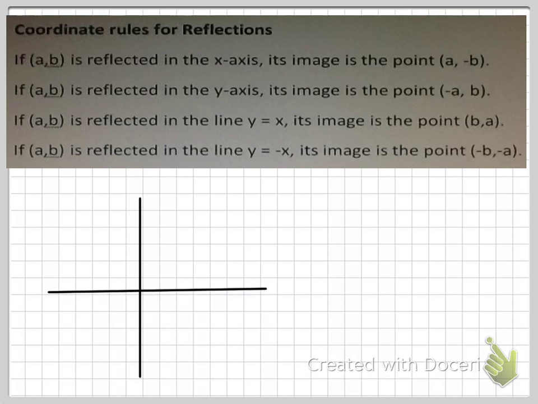And next, if (a, b) is reflected in the y-axis, its image is the point (-a, b). So in other words, if this is the y-axis, if that's your line of reflection, then its image is the point (-a, b). So if this was, say, the point (2, 3), then this would be the point (-2, 3), right? The opposite of a, but you keep the same b. Okay? And then, if (a, b) is reflected in the line y = x, that would be this. That's y = x. Then its image is the point (b, a). So if this was the point, say, (4, 5), then this would be the point (5, 4). Okay?